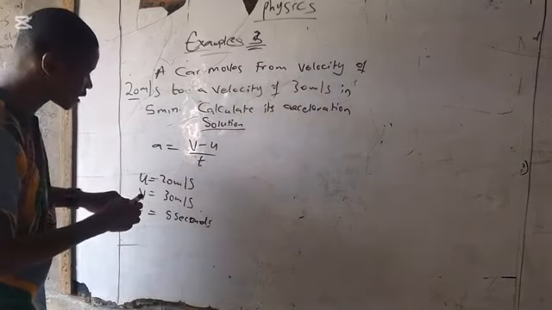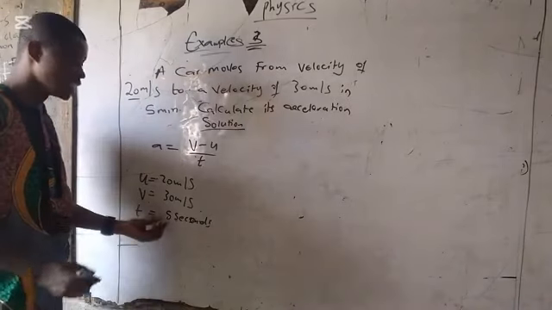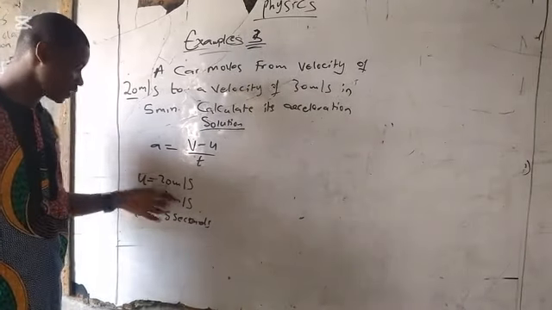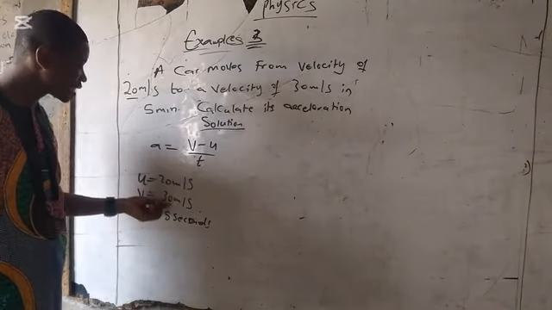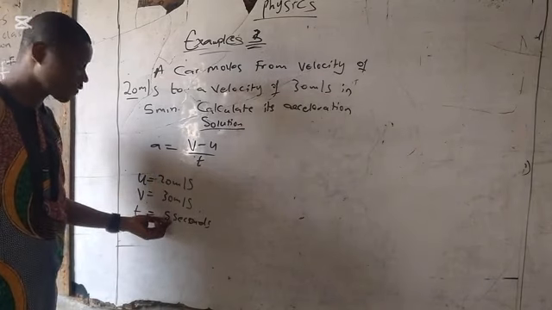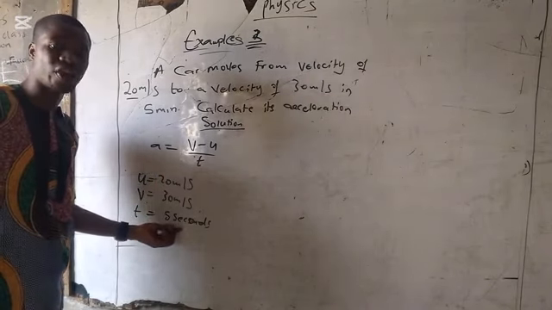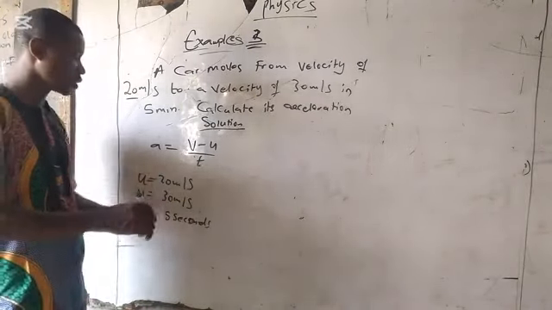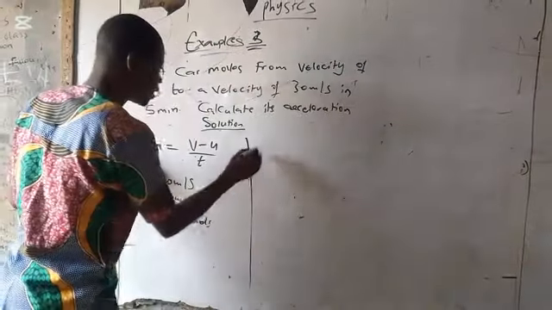Now, if you notice, I don't need to do any conversion here, because the time is already in seconds. So everything is aligned: 20 meters per second, 30 meters per second, and 5 seconds. Assuming this was in minutes or hours, I would have to convert it to seconds before calculating. So this question is direct. Just go straight to the formula. Apply the formula.